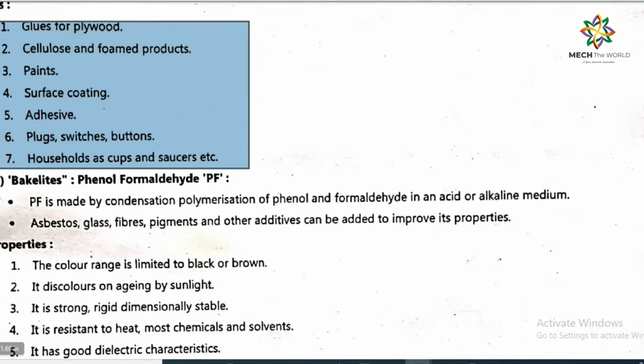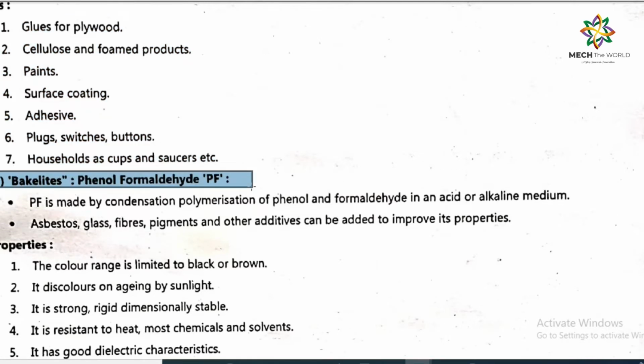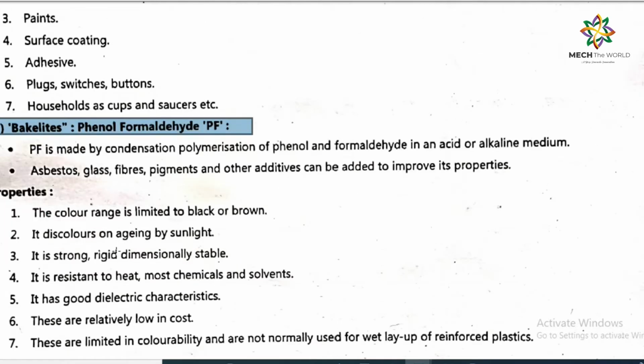Then the third type of thermosetting plastic is bakelite, which is also known as phenol formaldehyde or PF. So phenol formaldehyde is made by condensation polymerization of phenol and formaldehyde in an acid or alkaline medium. Asbestos, glass, fibers, pigments and other additives can be added to improve its properties.